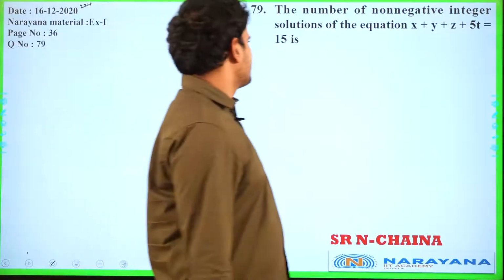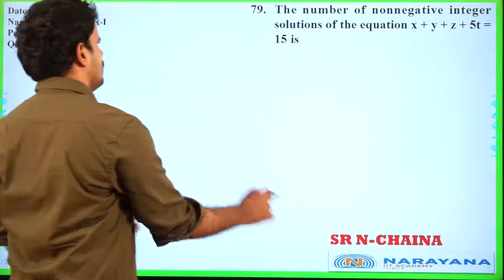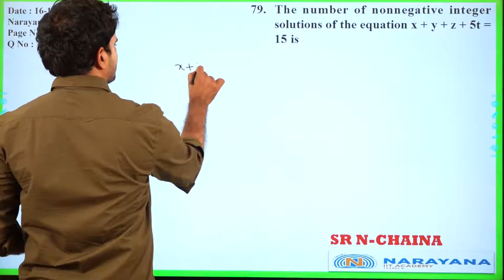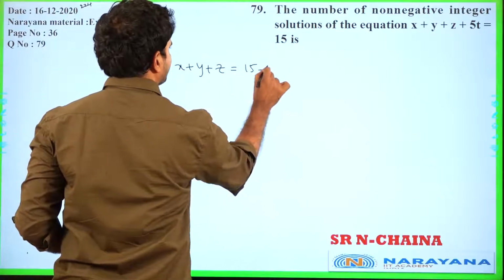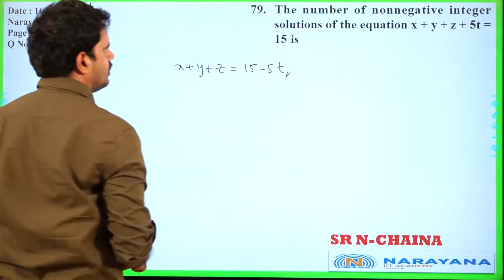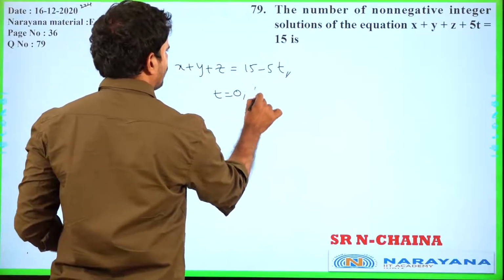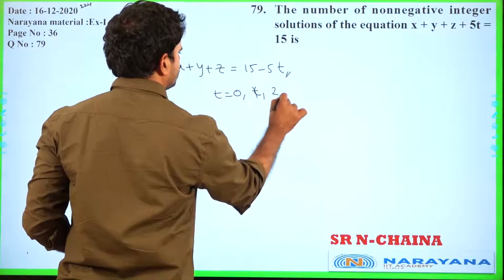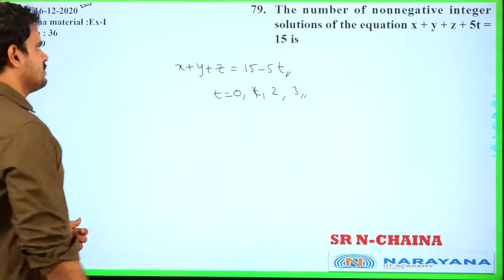The number of non-negative solutions, okay? This one equal to 15. So what I can write is x plus y plus z equals 15 minus 5t. Non-negative roots, so what does it become? t equal to 0 I can take, 1 I can take, 2 and 3. These are the cases we have. So what are the answers?